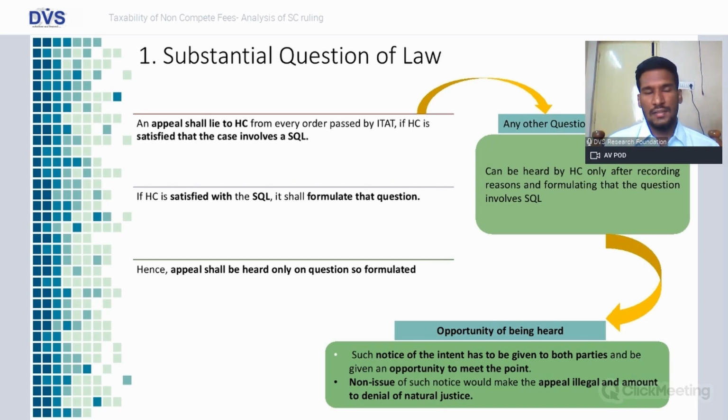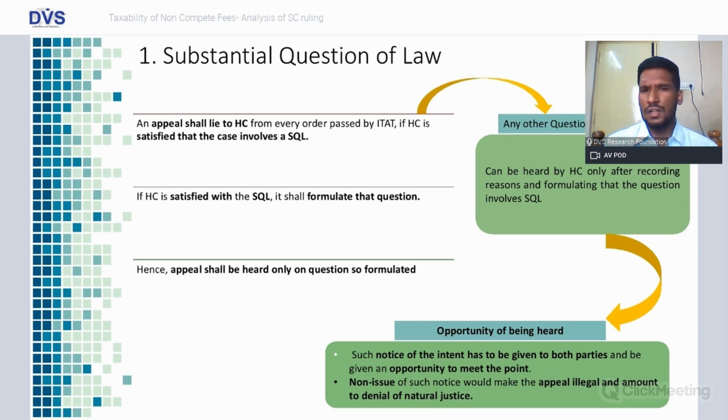As I said, if you want to make an appeal before the High Court, it should involve a substantial question of law. An appeal shall lie from every order passed by the ITAT if the High Court is satisfied that the case involves a substantial question of law. If the High Court is satisfied, it shall formulate that question. Hence, the appeal shall be heard only on the questions so formulated. So it is very clear from these three points that only a substantial question of law could be raised before the High Court. So what is a substantial question of law?